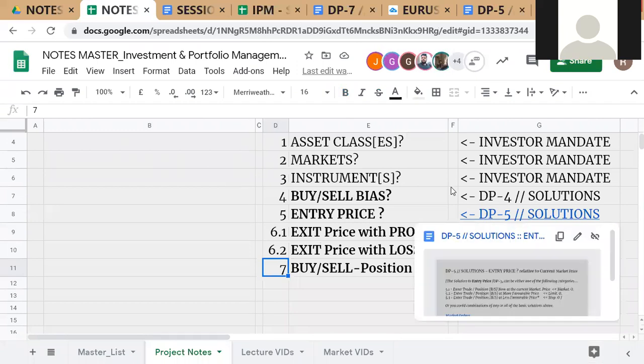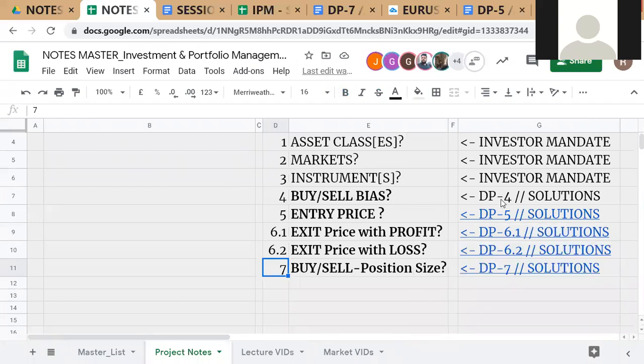Now I'm going to get into this DP4 because I think most of you will be struggling with DP4, and that is how do we decide whether to buy or sell? I mean, whether we should have a buying bias or selling bias.